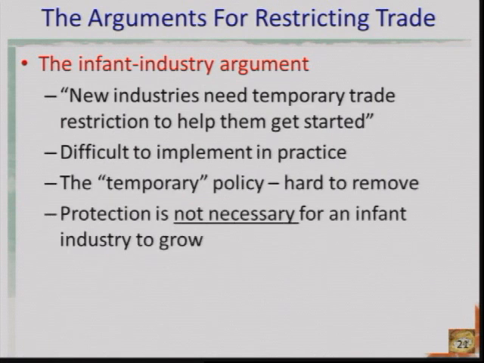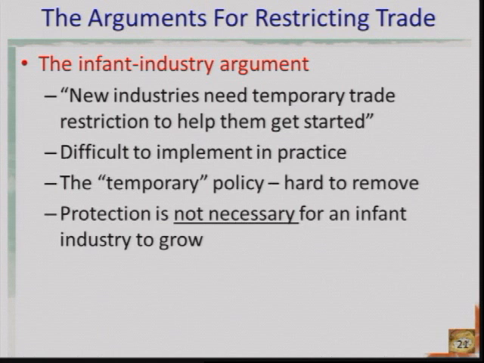Another argument for restricting trade might be the infant industry argument. The idea behind this argument is that new industries, so brand new industries, are just getting started. They need some government support to help them get started. An economist would say, well, there's some difficulty in implementing this in practice. How do we pick which industries to provide support to? Is it going to be all businesses? How do we know which ones actually need help and which ones don't? And then how do we take away that support eventually?